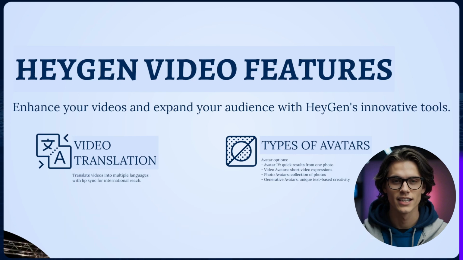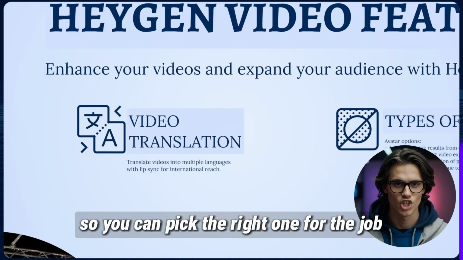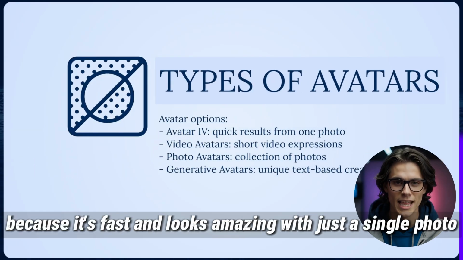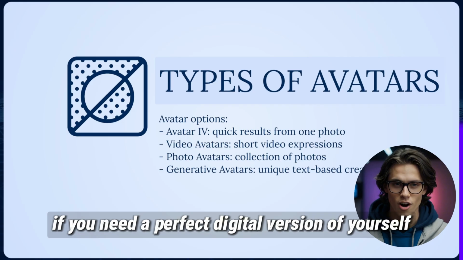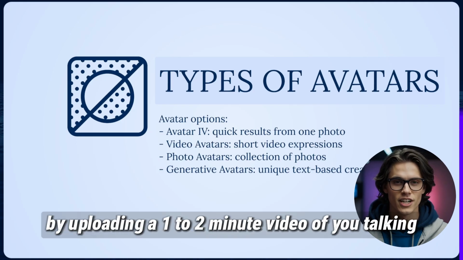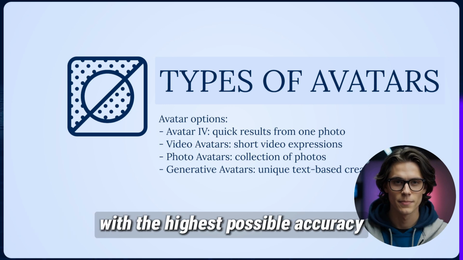Second, it's really helpful to understand the different types of avatars so you can pick the right one for the job. We've used Avatar Phi a lot because it's fast and looks amazing with just a single photo, but HeyGen has a full range of options. If you need a perfect digital version of yourself, you can create a video avatar by uploading a 1 to 2 minute video of you talking. This captures your unique mannerisms and expressions with the highest possible accuracy.